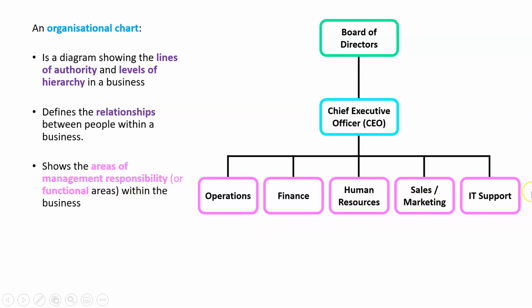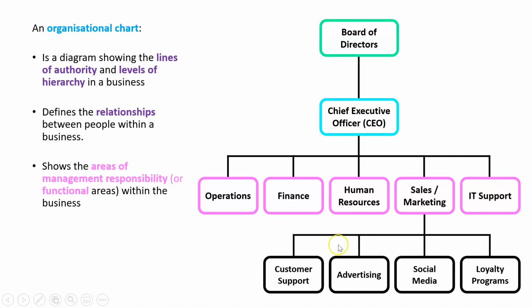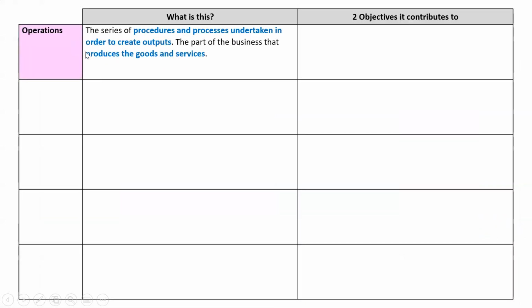They have many more than what you can see there, but for the sake of consistency, we're going to have the same five, which are in the study design: operations, finance, human resources, sales and marketing, and IT support. Not IT. Make sure you say IT support. And then there are sub-teams below that within each department, but what we're focused on is each area.